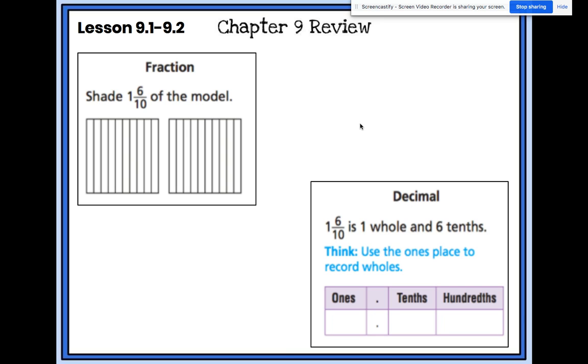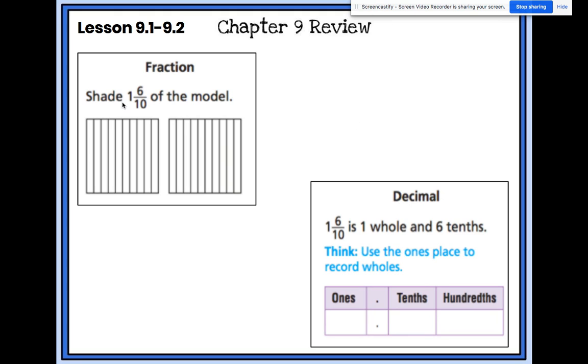Okay, we're going to review chapter 9 today. We're going to start with lessons 9.1 and 9.2. In those lessons, we talked about showing fractions and decimals and recording them through the hundredths place.